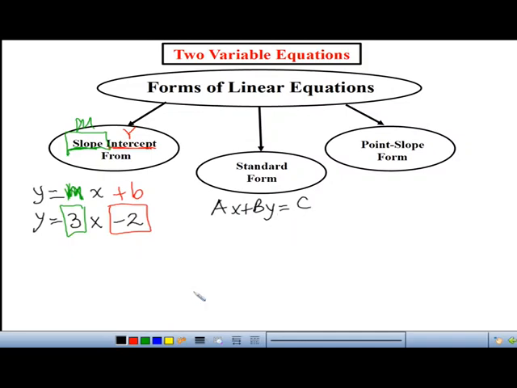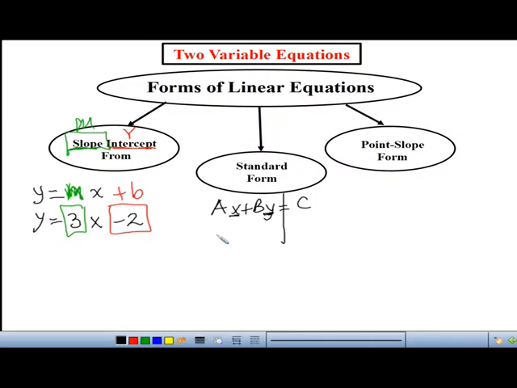Now, what does that mean, Mr. Q? It means that both X and Y need to be on the same side of the equation in order for it to be standard form. And we're talking about linear equations. We're not talking about quadratics right now. We know that quadratic equations go from highest degree to lowest degree. Right now, we're talking about standard form of linear equations, both X and Y on the same side.